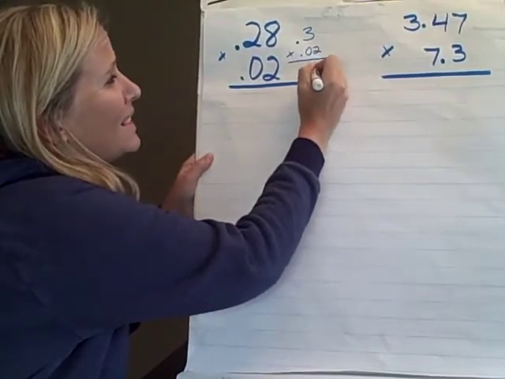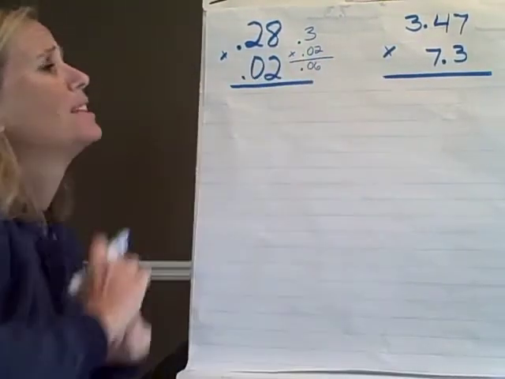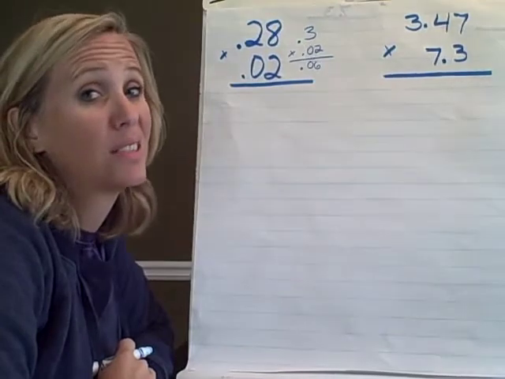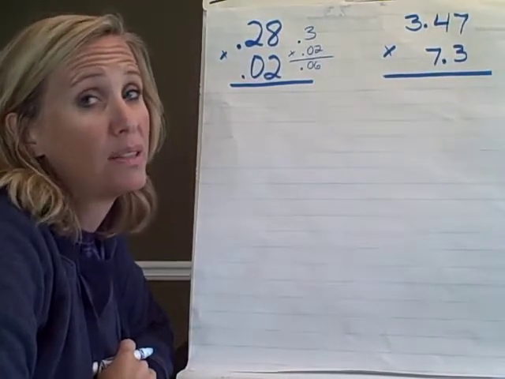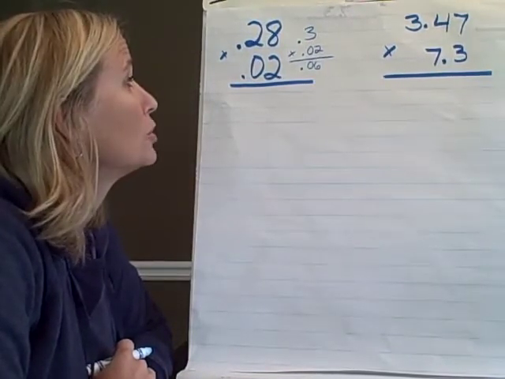3 times 2 is 6. That's going to give me about 6 hundredths. It's going to be an awfully small number. Let's see if my estimate comes close to fruition.